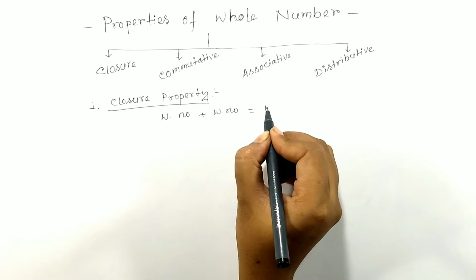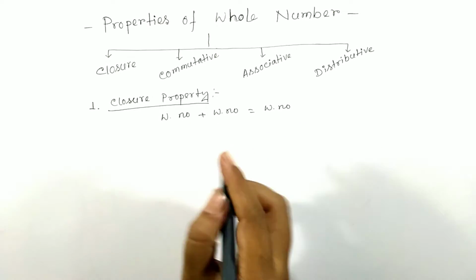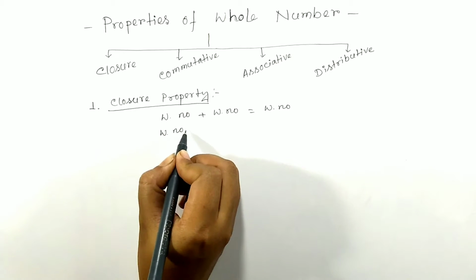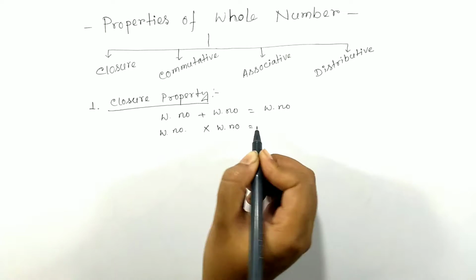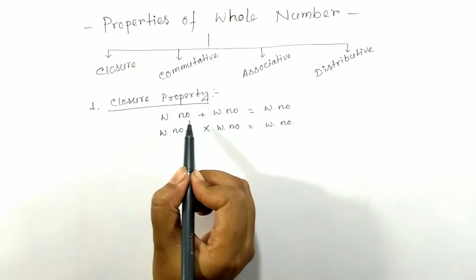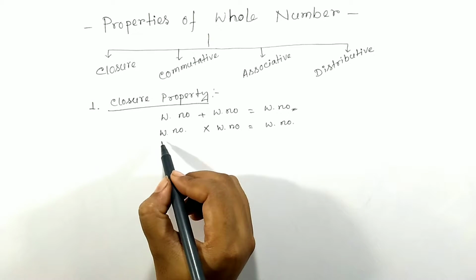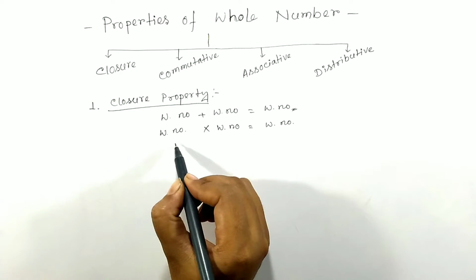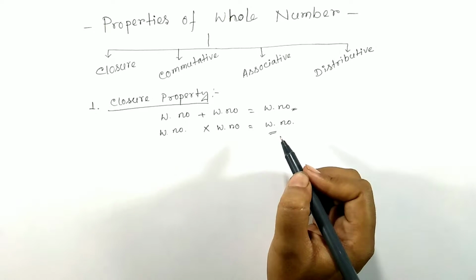First you remember that two lines: whole number plus whole number equal to whole number, and whole number multiplied by another whole number equal to again whole number. What does it mean? The addition of any two whole numbers will always be a whole number, and the multiplication of any two whole numbers will also be a whole number.